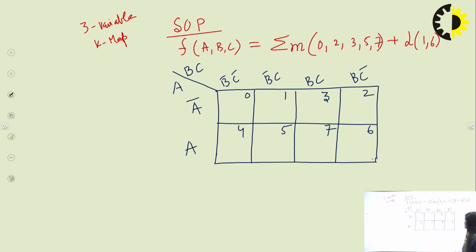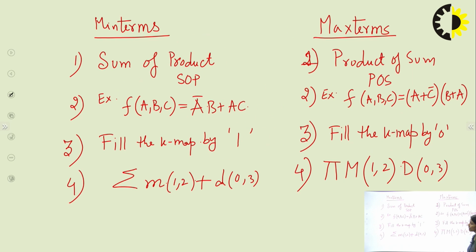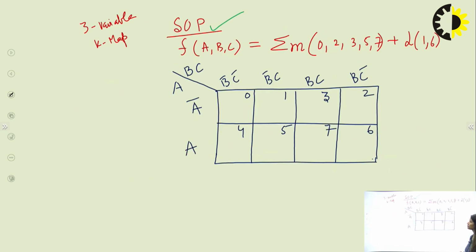Now, since it is a SOP, always remember this is SOP and I told you the K-map is to be filled by 1. If it is SOP, then I will fill the K-map entries by 1. So 0, I will fill by 1. 2, I will be filling by 1. 3, filling by 1. 5, filling by 1. And 7, I will be filling by 1. Okay. At 1 and 6, I have don't care condition.